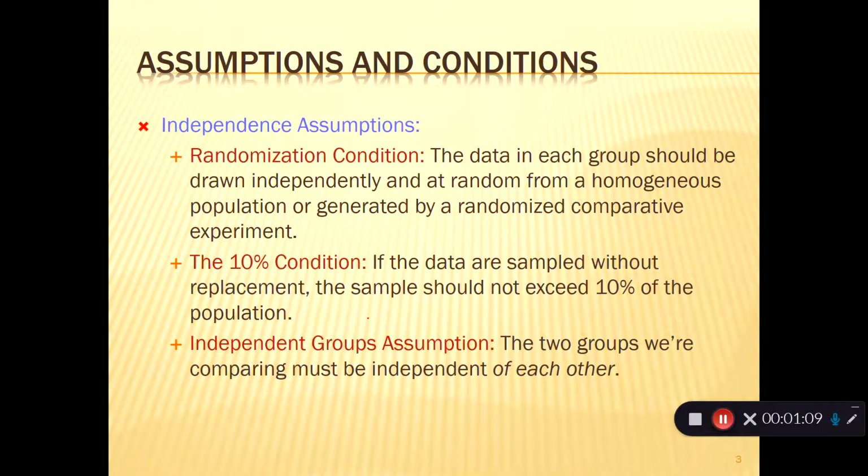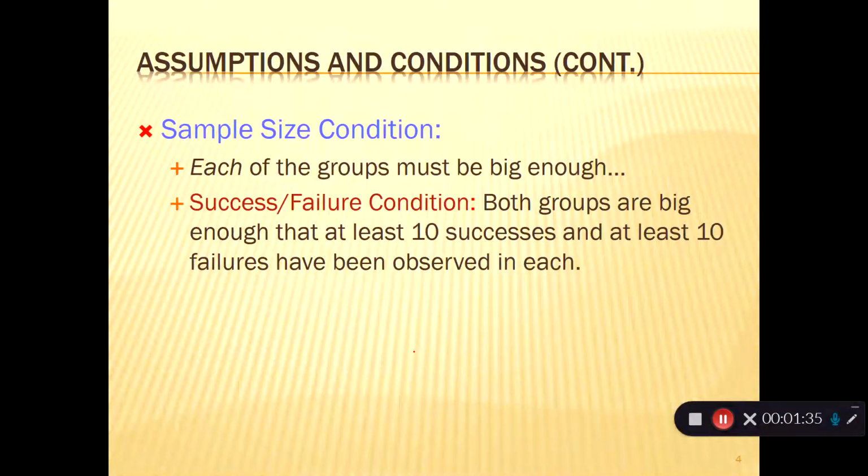In order to do our confidence intervals and hypothesis tests, we need to make sure that we meet our independence assumption, which means we need to check that the data was collected randomly for each sample, that neither sample exceeds 10% of our total population, and that the two groups are independent. So we've got the randomization, 10%, and independent groups, just like we do for the means. And in addition, the success-failure condition: we need at least 10 successes and 10 failures in each of the two conditions.